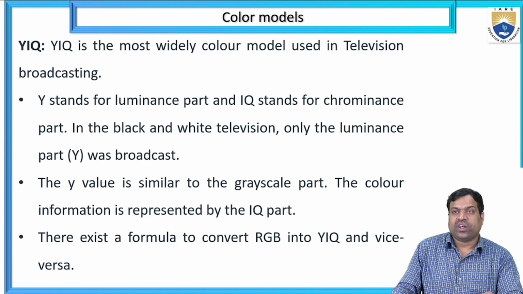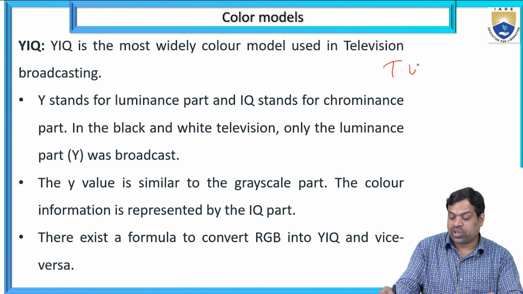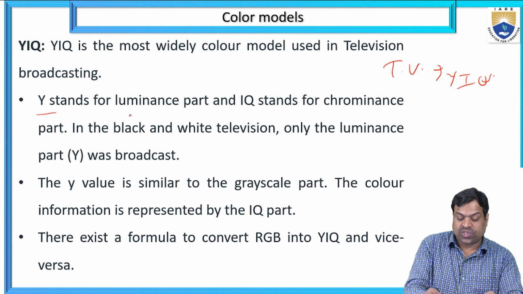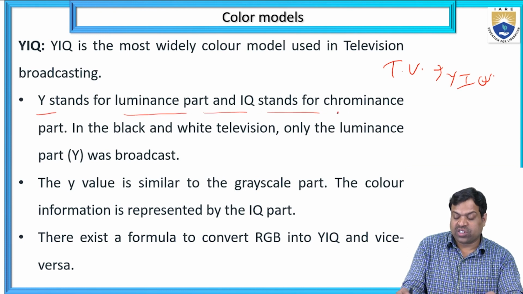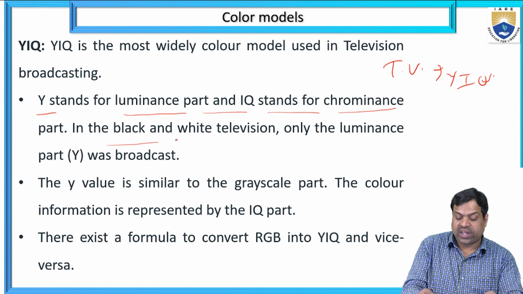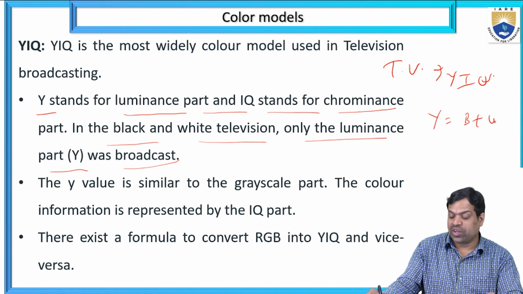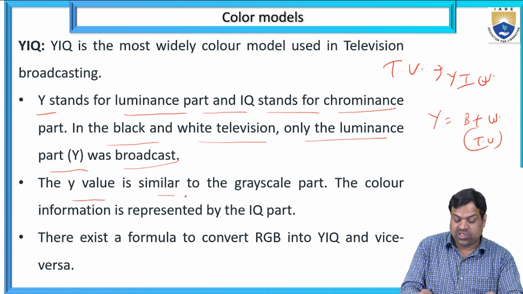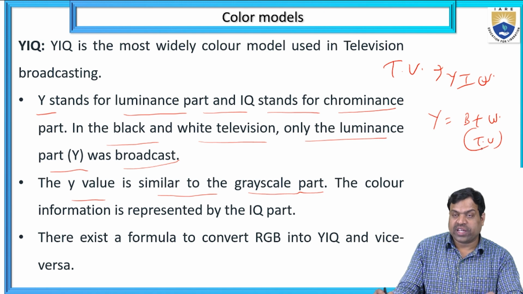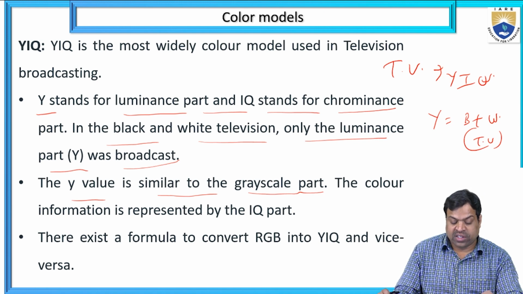YIQ is the most widely used color model in television broadcasting. So in TVs, television broadcasting, we are using YIQ. So what is YIQ? We will discuss. Y stands for the luminance part, and IQ stands for the chrominance part. In black and white television, only the luminance part Y was broadcast. So Y equals the black and white combination of the TV. The Y value is similar to grayscale. We know that grayscale is similar to black and white. The color information is represented as the IQ part.